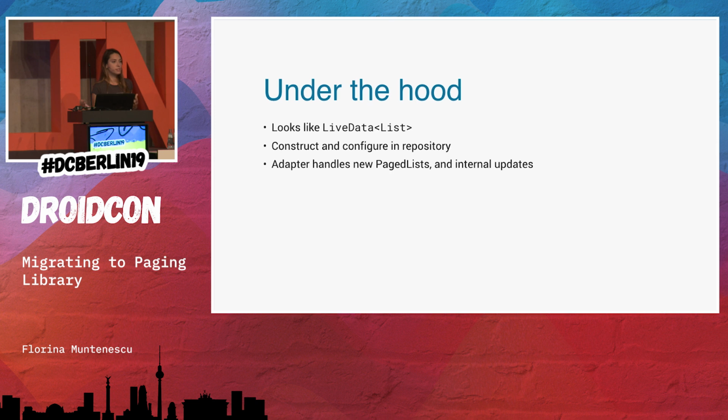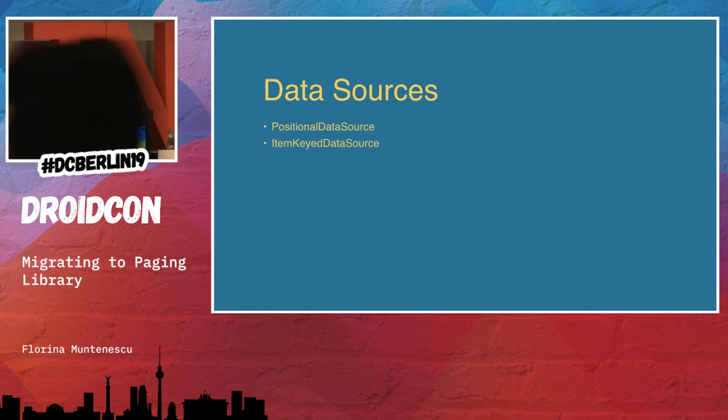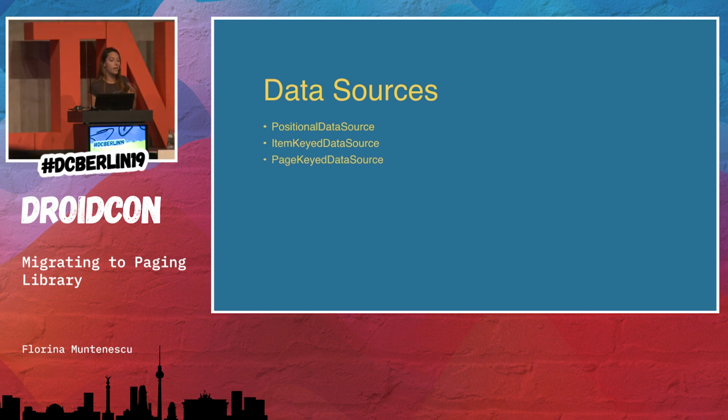So under the hood, the PagedList looks like a LiveData of a list. You can construct it and configure it in the repository. And then the adapter is the one that handles the new PagedLists and internal updates. So paging provides several types of data sources: a positional data source, item keyed data source, and a page keyed data source.